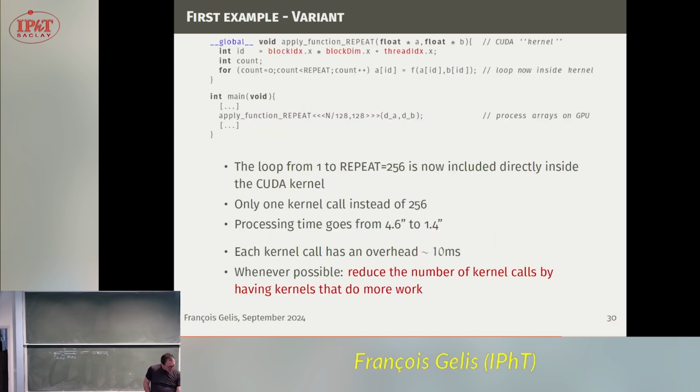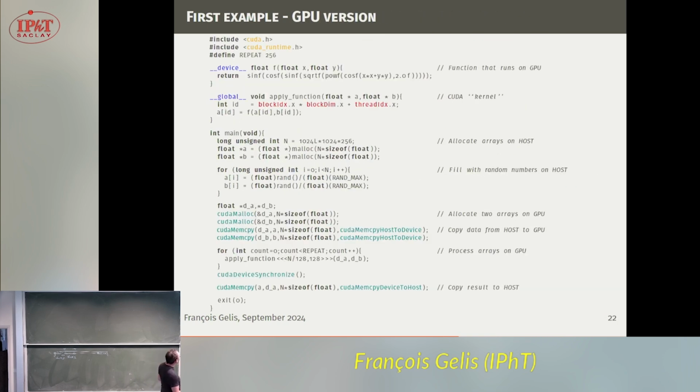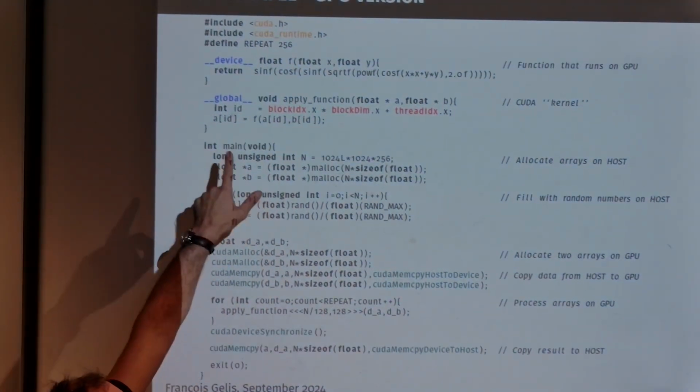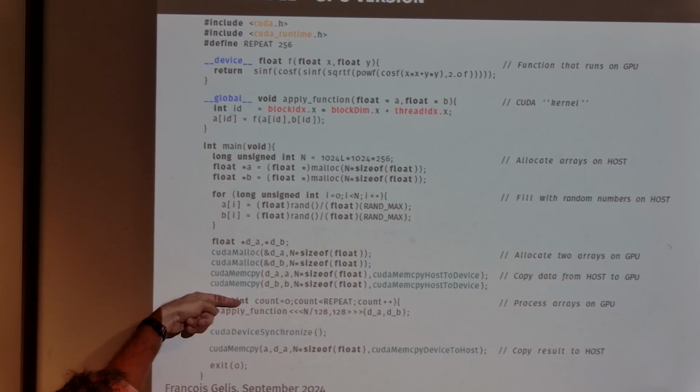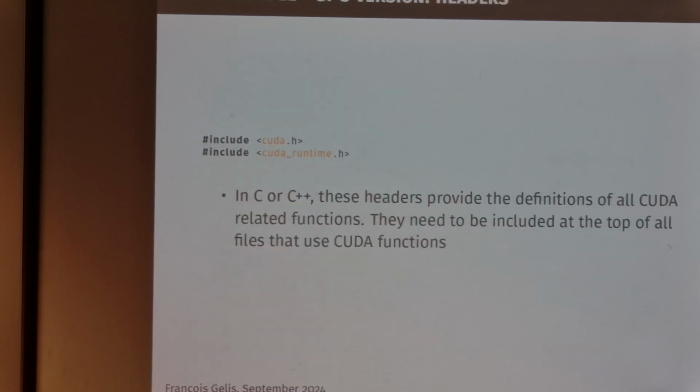There is just one example, one improvement I want to discuss. If you remember what I did, I will show you again. What I did in this example is that I'm calling this function that runs on the GPU 256 times. So I've put the loop outside of the calls of this function. So there are 256 calls to this function.